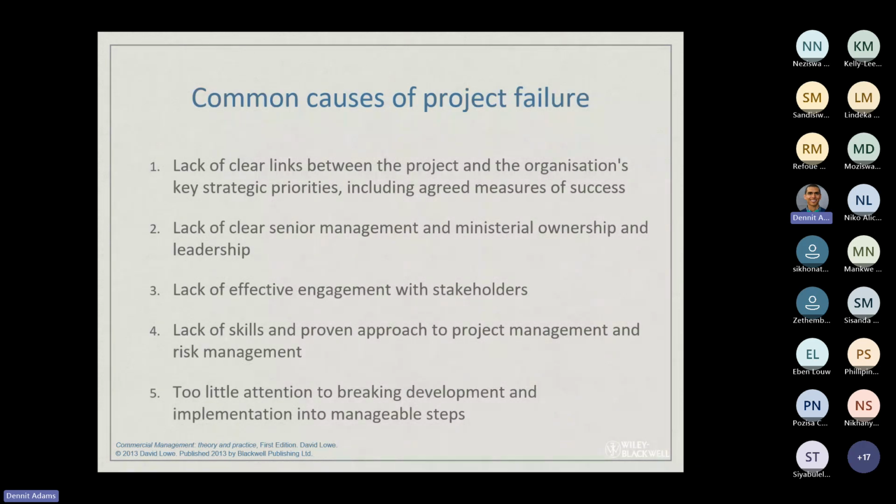Okay, so let's go into it. There are some basic or common causes of project failure, and these five things and more you can speak about. First, a lack of clear links between the project and the organization's key strategic priorities, which includes measures of success. Second, a lack of clear senior management and ministerial ownership or leadership, in other words, a lack of effective engagement with stakeholders. There was little to no or very poor engagement with the stakeholders, and that's why the project fails.